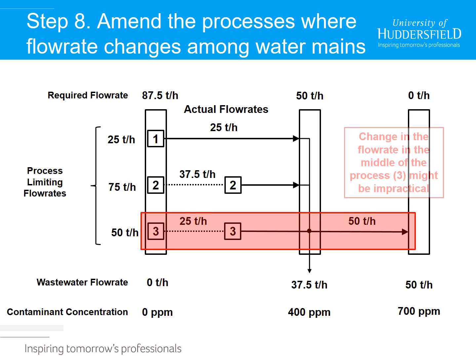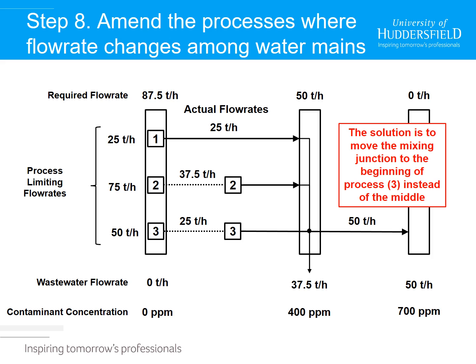However, it might be impractical or not technically feasible to change the flow rate in the middle of one process, in this case, process number three. The solution to that would be to move the mixing junction to the beginning of process 3 instead of having it in the middle of the process.